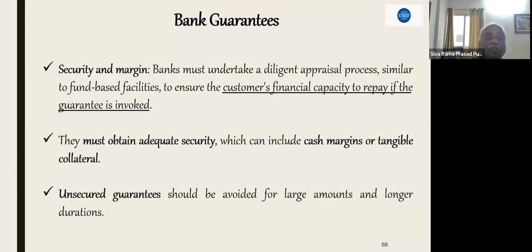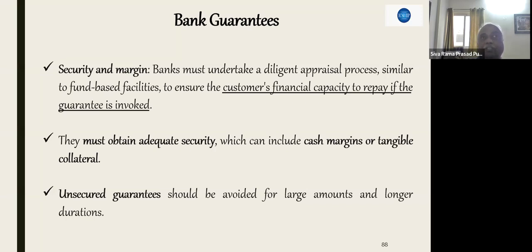Next, security and margin. Banks must undertake a diligent appraisal process similar to fund-based facilities to ensure the customer's financial capability to repay if the guarantee is invoked. So whenever the banks are giving loans, what are the precautions they take? Similar precautions they should take for the others also, regarding the customer's financial capacity to repay.